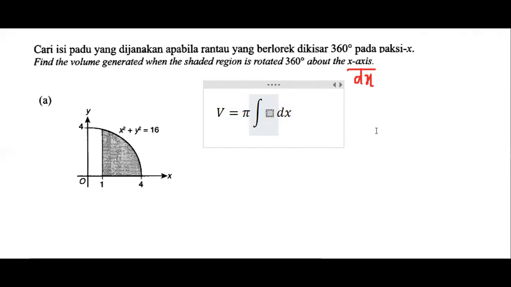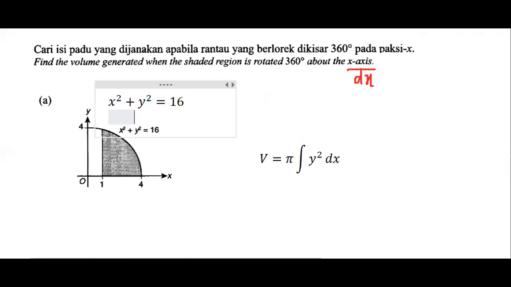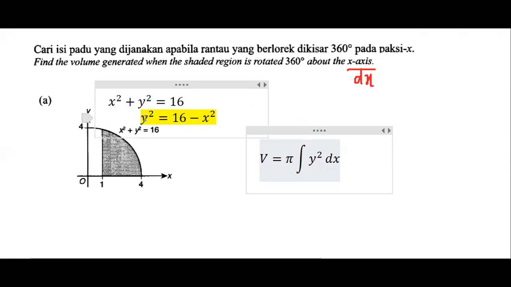Dalam saya kena tulis y kuasa 2. Betul. Y square. So, what is the y square here? Adakah dia bagi x square tambah y square sama dengan 16. So, y square sama dengan apa? Change, rearrange 16 minus x square. Betul. Pindahkan kita punya x square ke sebelah kanan. So now you know already, oh, y square is 16 minus x square.